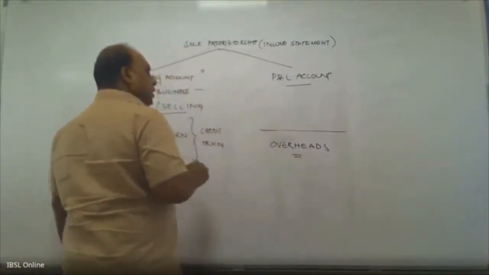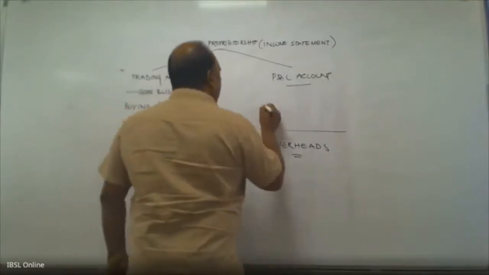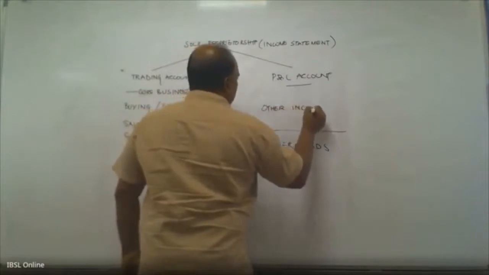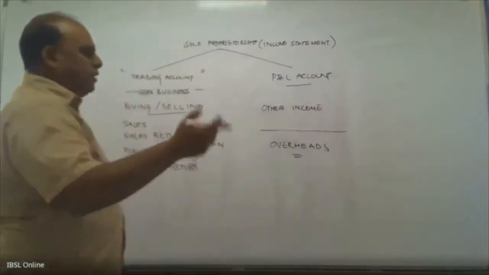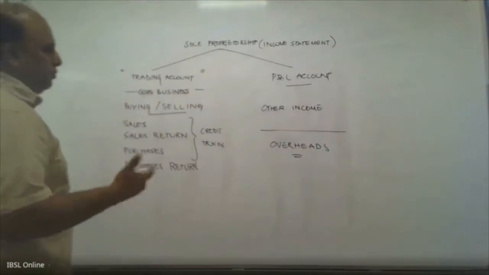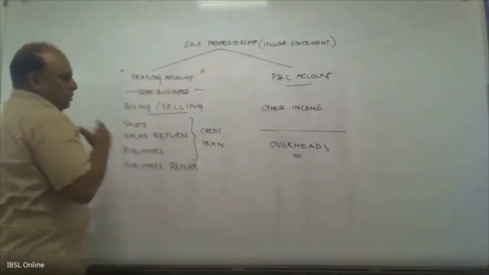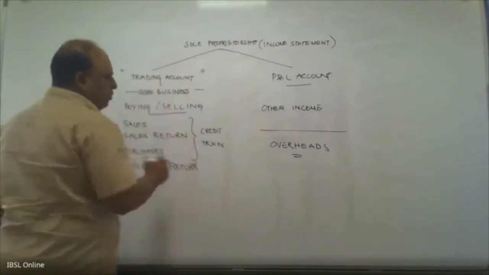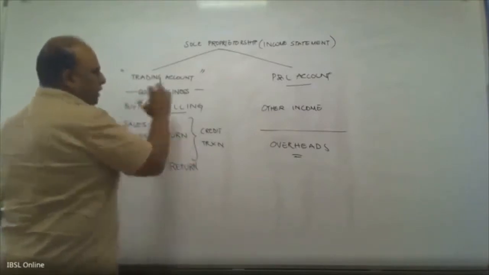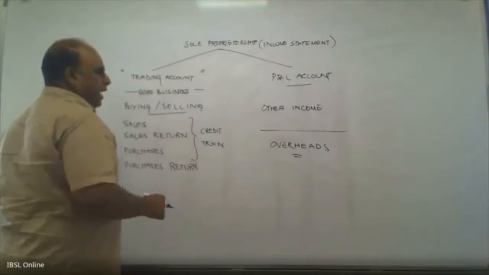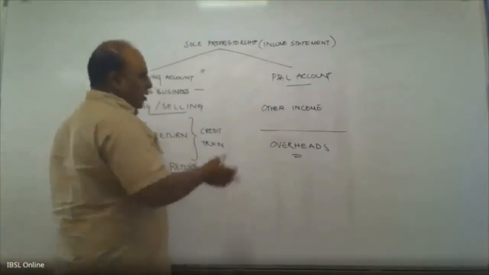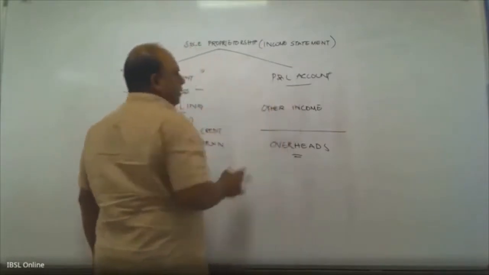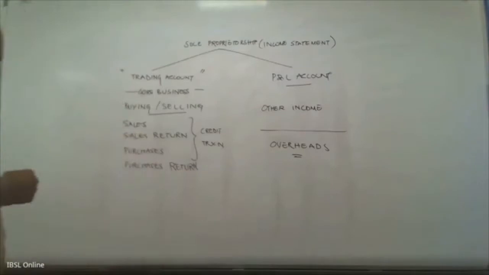Similarly, you might derive other income as well. Okay, you might have some investments. Okay, this is your core business, trading, buying and selling. So you will have to record everything under your trading. But anything beyond that, any income and all the administrative expenses are recorded in the P&L. Okay.